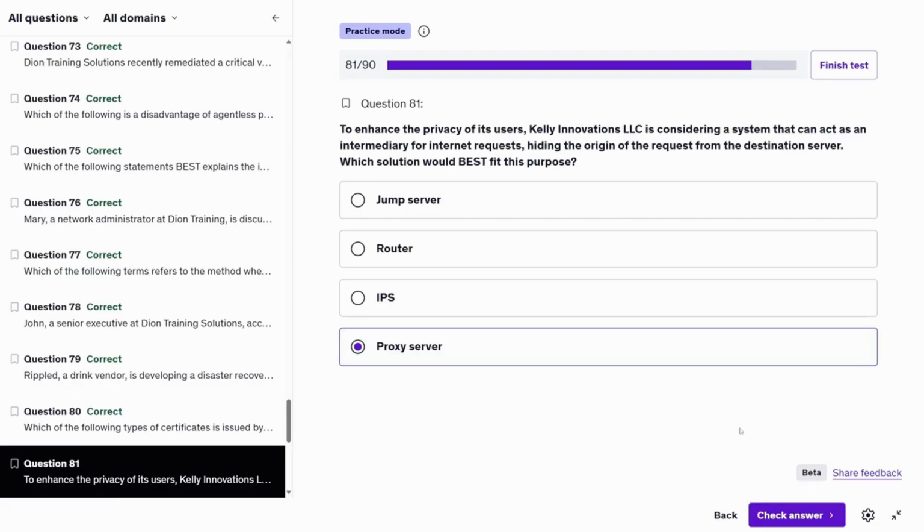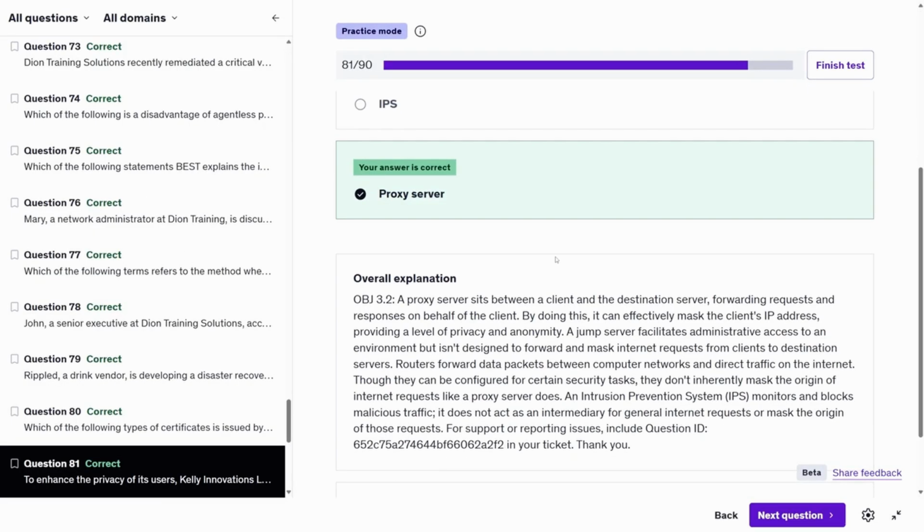The correct answer is a proxy server. A proxy server sits between a client and the destination of its server, forwarding requests and responses on behalf of the client. By doing this, it can effectively mask the client's IP address, providing a level of privacy and anonymity.